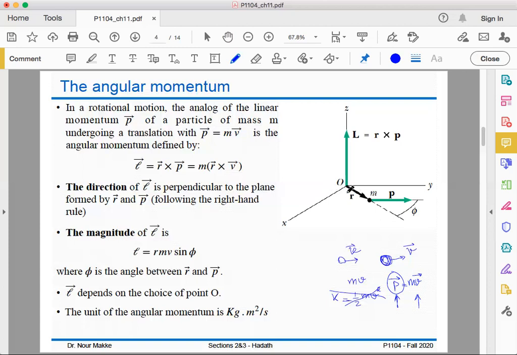And so this is why we have to include R and P, both these pieces of information. And so this is why we define what we call the analog of the linear momentum.